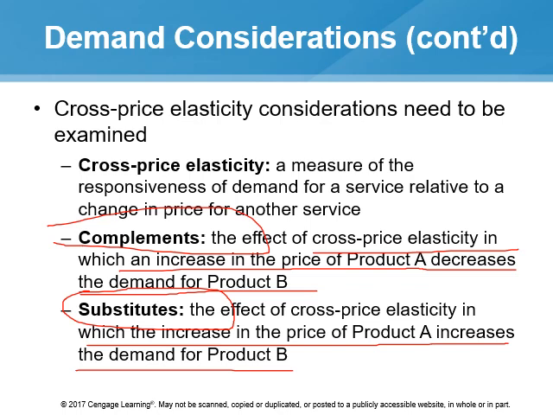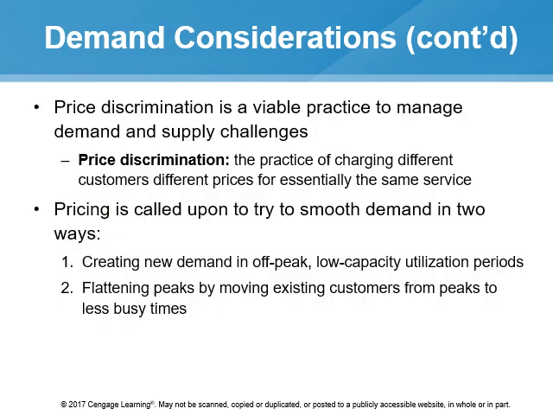So this cross price elasticity is very much in play once you talk about service demand considerations. And just remember, it's a cross price elasticity. It deals with the increase of a price in product A, and it explains the responsiveness of demand for product B. And it has two variations. You can have a complementary cross price elasticity, or you can have a substitute cross price elasticity.